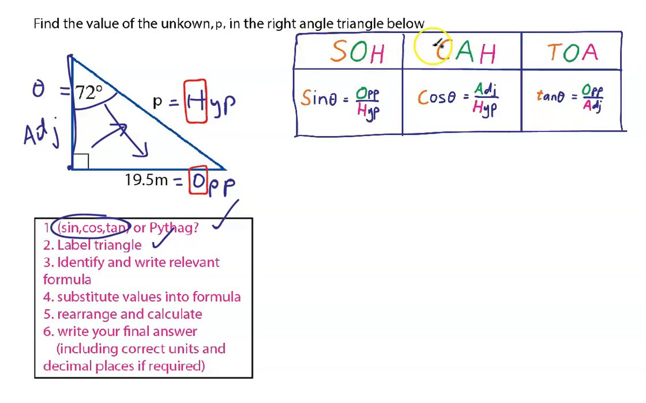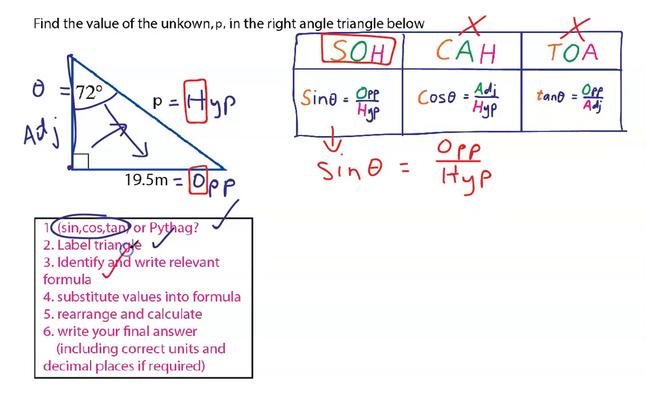So out of these three words, SOH, CAH and TOA, we need to find the word that has an H and an O, and that is SOH. Okay, CAH has an H but doesn't have an O. TOA has an O but it doesn't have an H. So we are going to be writing out our formula: sine theta equals opposite over hypotenuse. Okay, let's tick that one off.